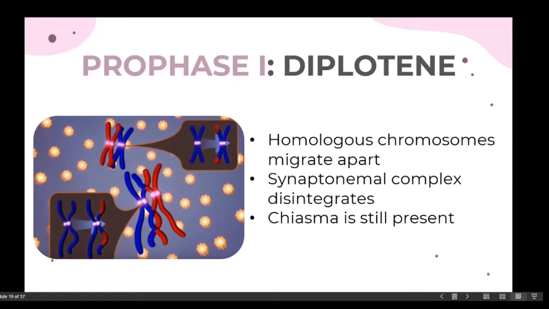non-sister chromatids. Now, diplotene is recognized by the dissolution of the synaptonemal complex and the tendency of the recombined homologous chromosomes or the bivalents to separate from each other except at the sites of crossovers or the chiasmata. At the end of this, in the figure, the cell still has these four chromosomes.